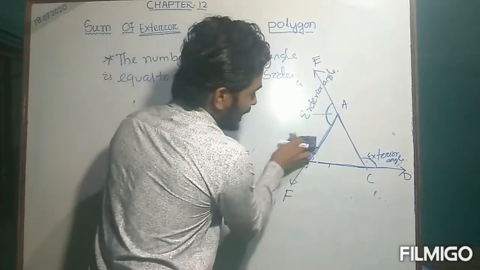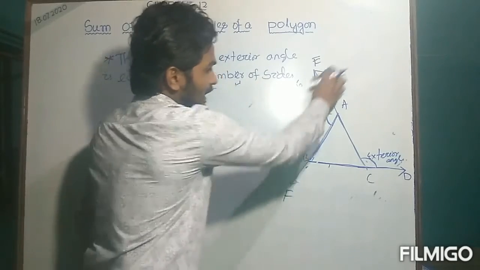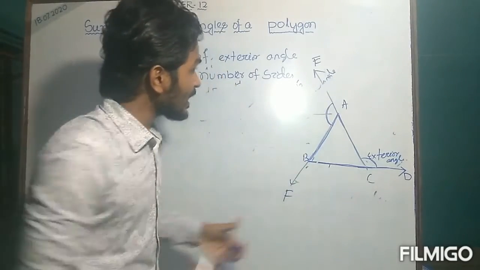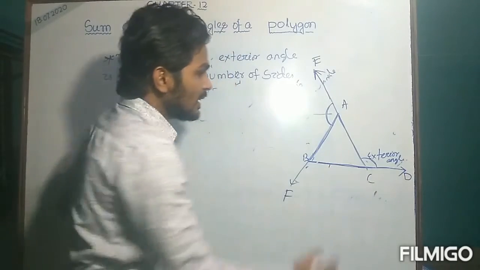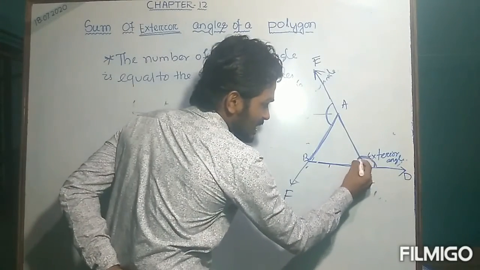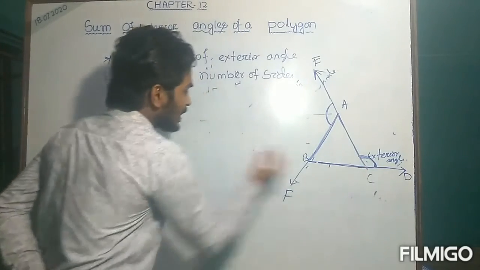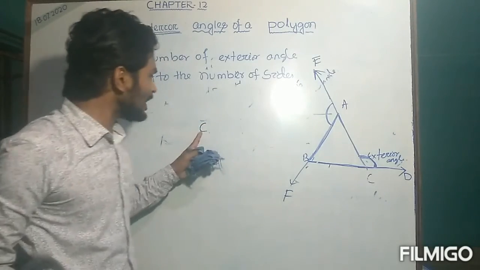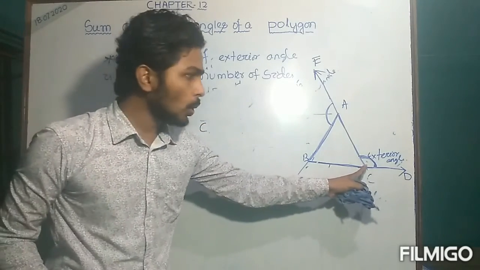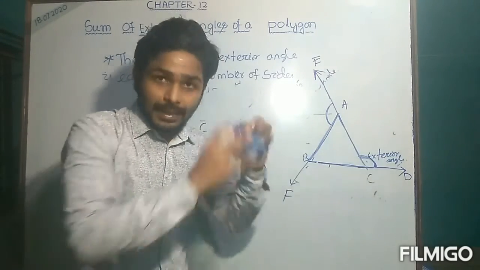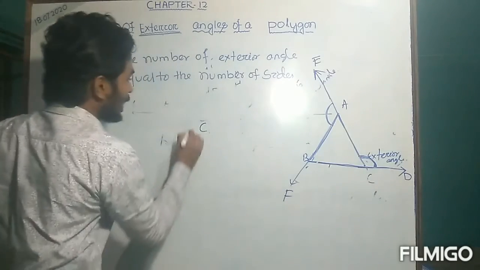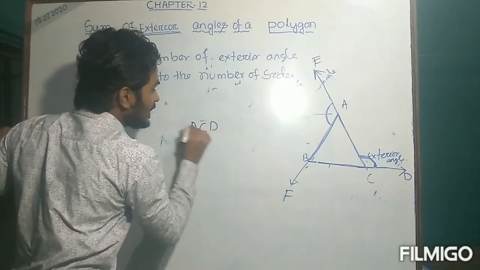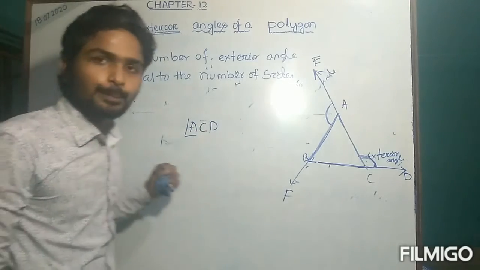See, it is a triangle and it has 3 exterior angles. And what are the names of these 3 exterior angles? This is the first exterior angle and it is known as C. But if you write C, it means the interior angle. So you have to write the full name of the angle. What is that angle? ACD. So you can write ACD. This is the first exterior angle.